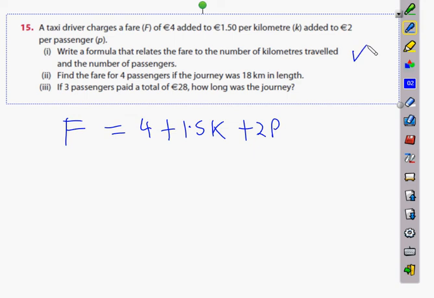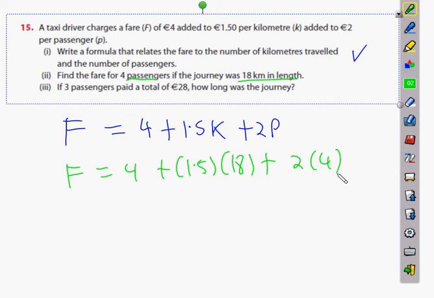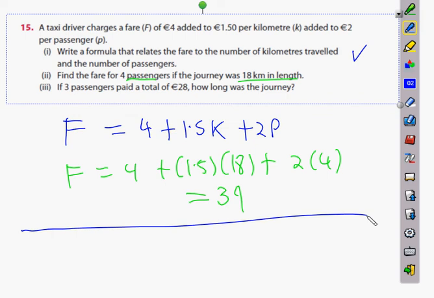Done. Find the fare for 4 passengers if the journey was 18 kilometres in length. F equals 4 plus 1.5 multiplied by 18 plus 2 times 4. It's going to be 27 plus 4 is 31. 31 plus 8 is 39. Put that into the calculator, you get 39. Okay? Now, final question. If 3 passengers paid a total of €28, how long was the journey?